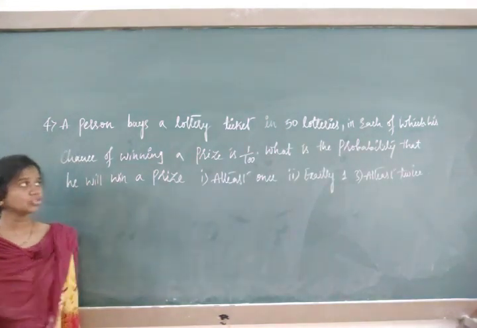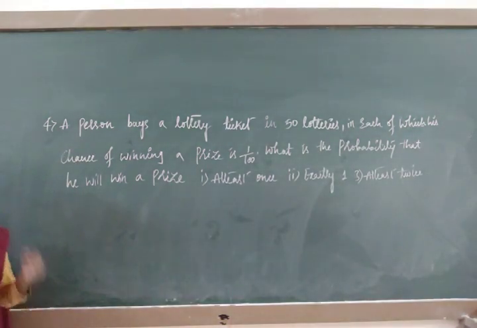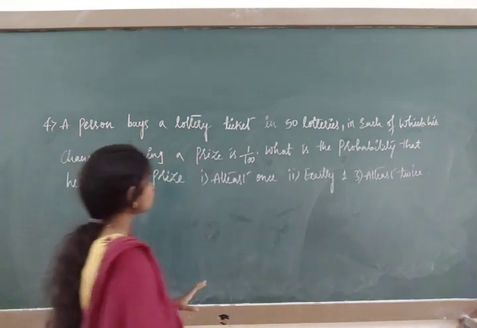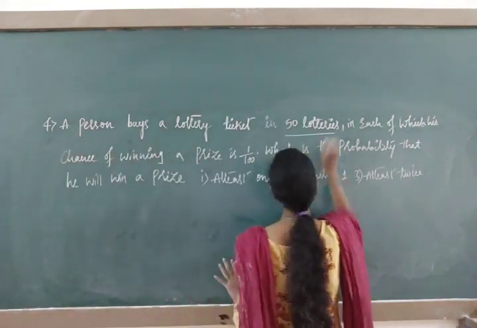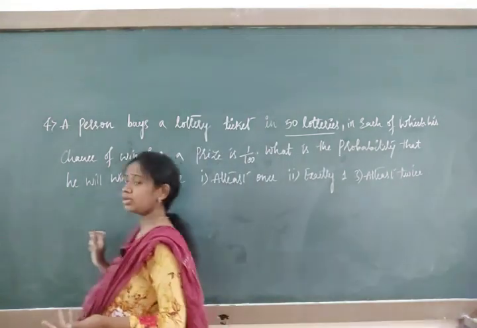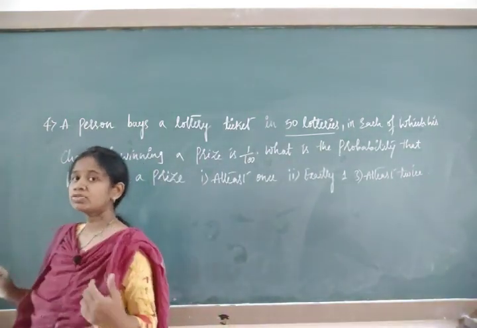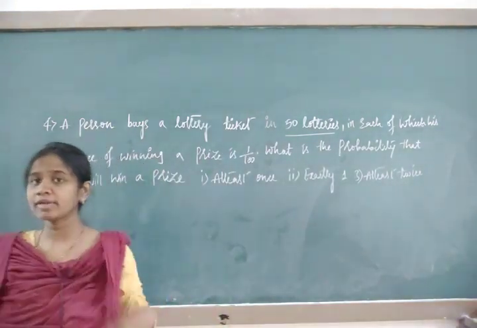I have written one more question on the board. A person buys a lottery ticket in 50 lotteries. So one person is going to buy the lottery tickets. Out of how many lottery tickets were there? 50. So what is your n value? You are going to get n value as 50.